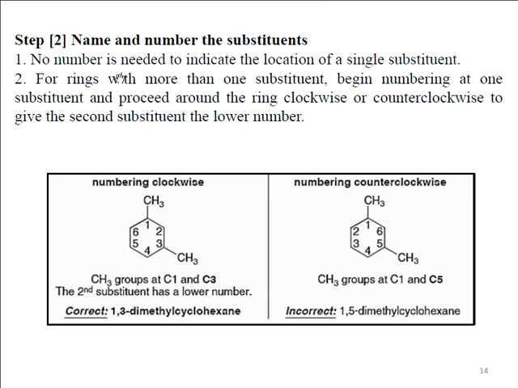For a ring with more than one substituent, begin numbering at one substituent and proceed around the ring clockwise or counterclockwise, to give the second substituent the lower number. Look, if you number 1, 2, 3, that means this is 1, this is 2, and this is 3. The second substituent takes the lower number, so this is correct. But with 1, 2, 3, 4, 5, the second substituent gets the large number, so it is incorrect.